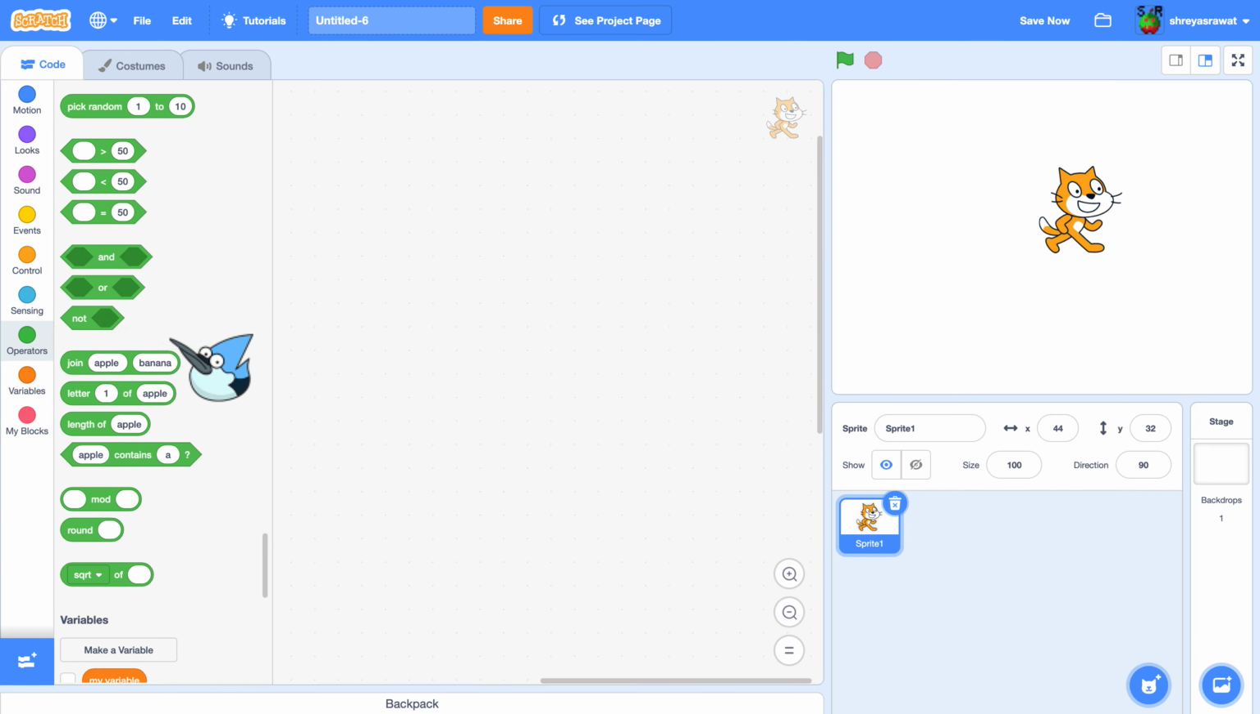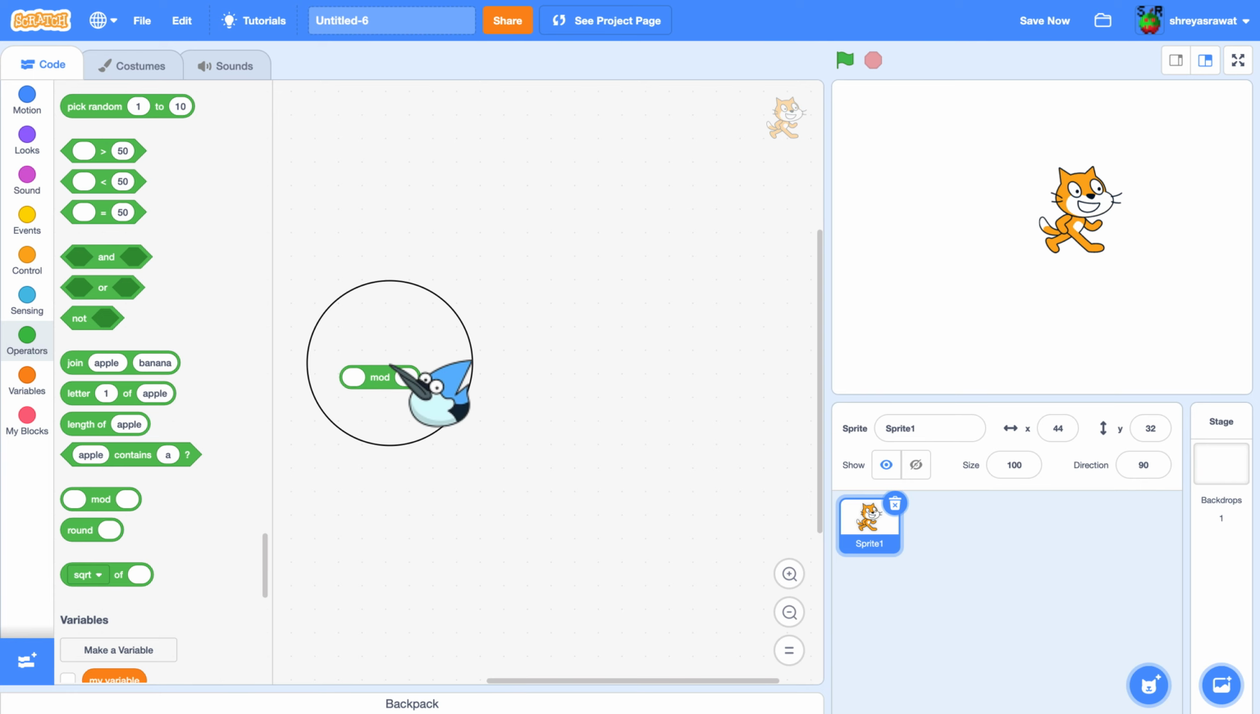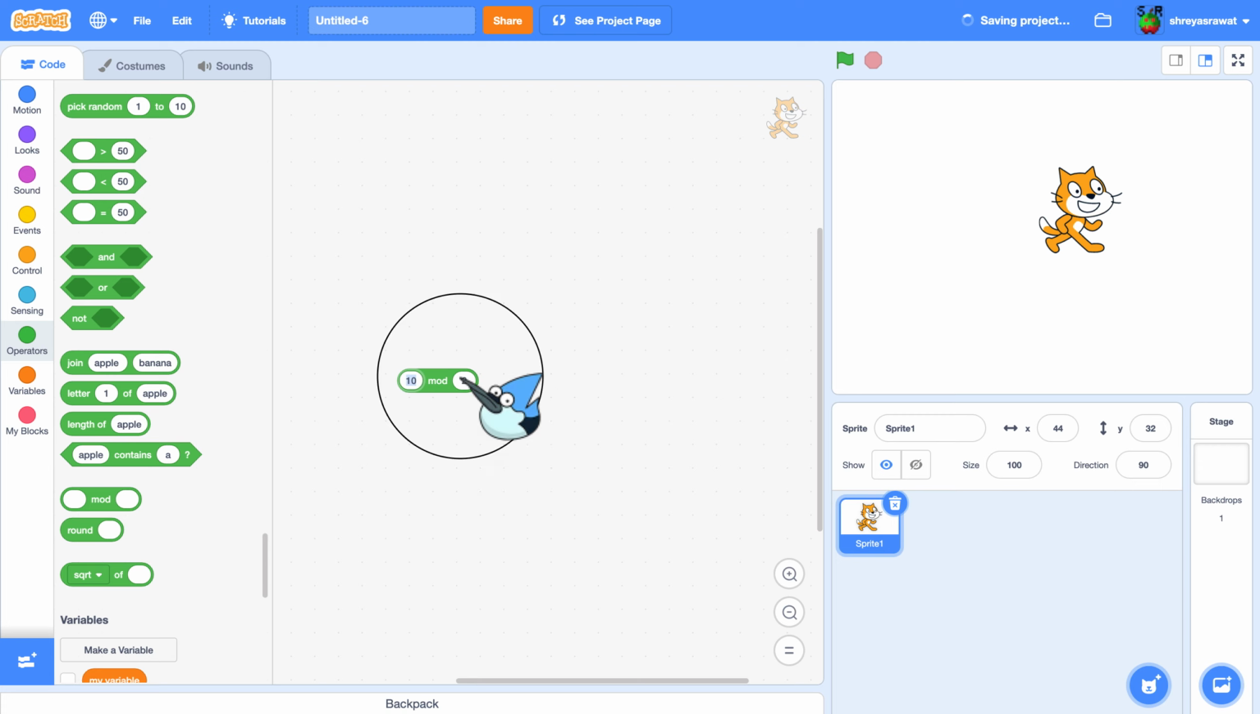Okay, this next one might confuse you guys. It's called mod. Mod is basically to find the remainder. If I put 10 and 2, 10 is divisible by 2, so the remainder is 0. And if I put 3 here, then it will say 1 because 3 times 3 is 9, and 10 minus 9 is 1. As you can see, it says 1.